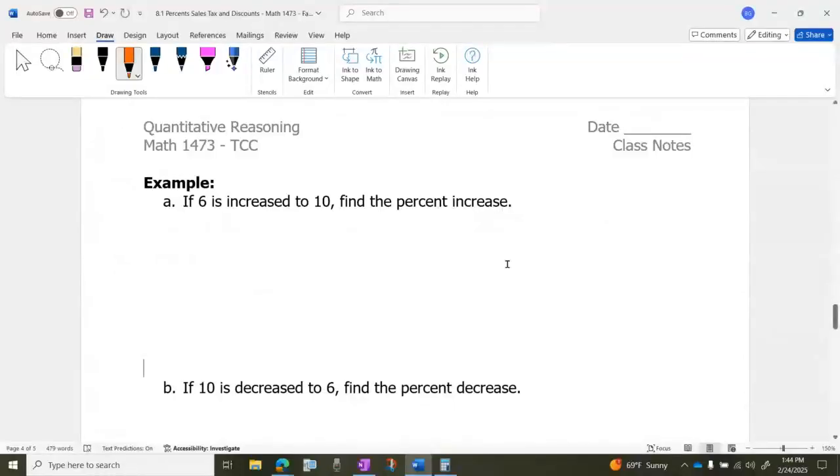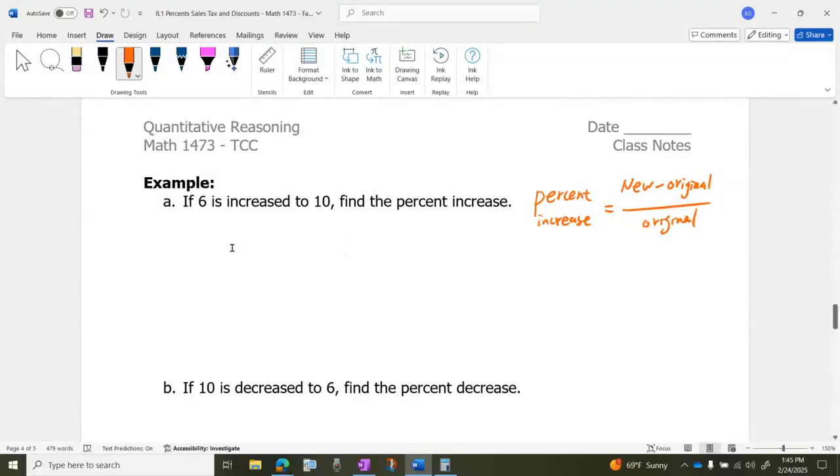Part A is percent increase. Find the percent increase. Okay, I'm going to write a formula first, but you don't have to worry about that now. I'm going to try to explain the idea, the concept, then you can understand what percent increase is and remember the formula easily. Percent increase is new value minus original value, all over original value.